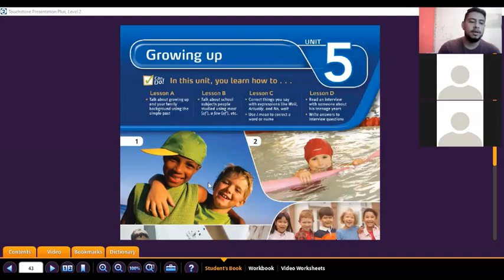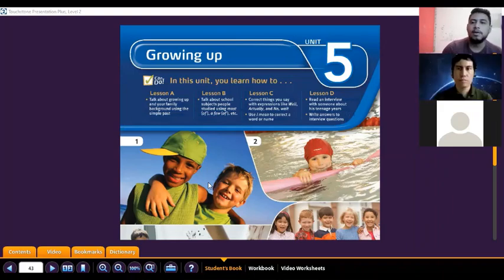Okay, guys, so let's start with this unit. We're going to start working on this. Okay, and today we're going to be talking about growing up and your family background using the simple past. Okay, in this unit, we're gonna be focused on talking in our simple past. Okay, guys, tell me, do you know something about the simple past?